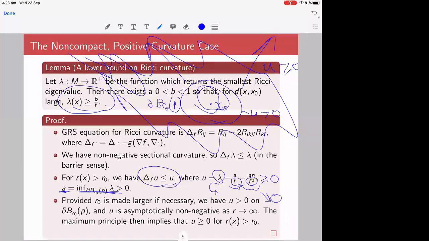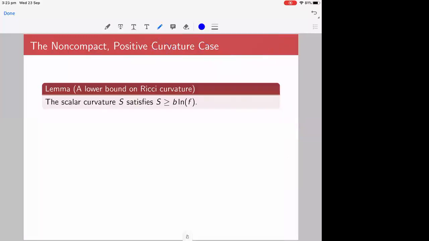So we've basically taken care of the Ricci curvature. Now we're going to try and use that information on the Ricci curvature to deal with the scalar curvature. Of course, since Ricci curvature is greater than or equal to b on f, the same is true for the scalar curvature. But we're hoping to do a bit better than that. We don't just want the scalar curvature to not be decaying too quickly. We actually want it to be growing. And it turns out that is the case.